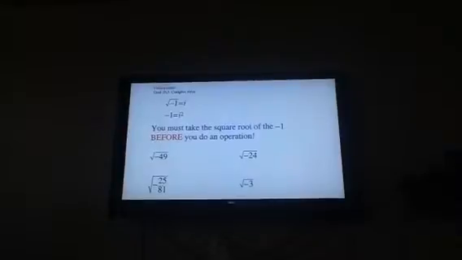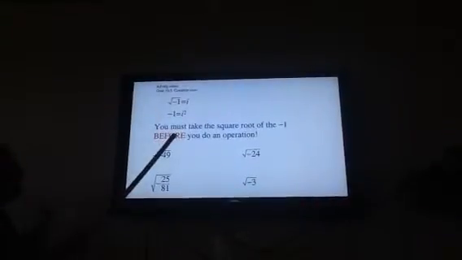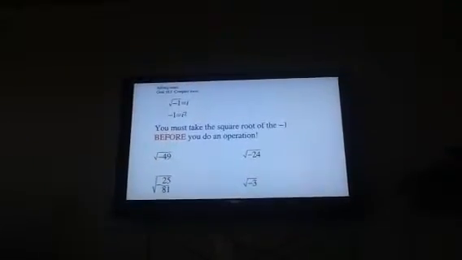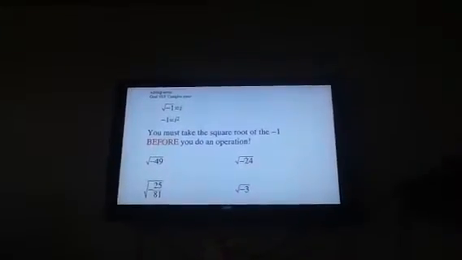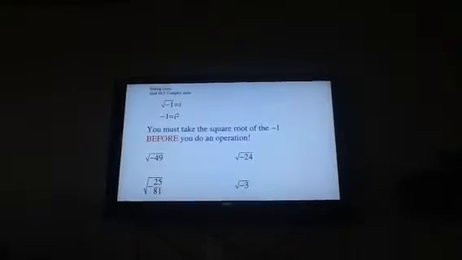Technically speaking, let me point this out. This is the biggest, hugest mistake people make on these: you have to take the square root of the -1 before you do an operation. Now, I don't have one of those yet. When I get to it, I'll say it again, because that's the biggest thing that people do wrong, and I don't give you any credit for it, like 0 partial credit for that kind of question, because that has to be step 1, okay?